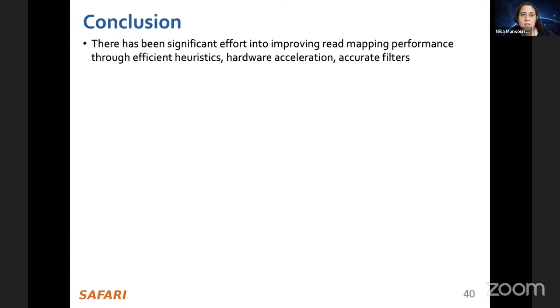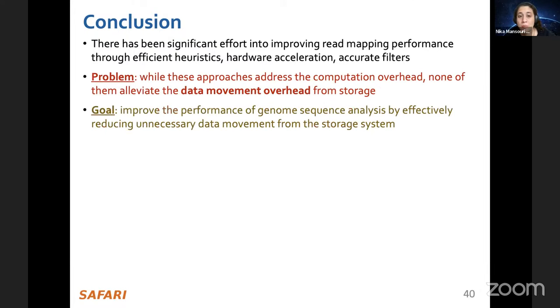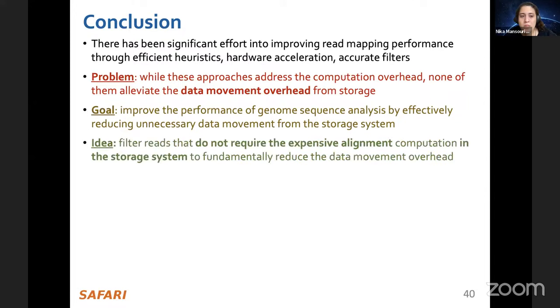Let me just quickly conclude the talk by providing a summary. There has been significant effort into improving read mapping performance through efficient heuristics, hardware acceleration, and accurate filters. But the problem is that while these approaches address the computation overhead, none of them alleviate the data movement overhead from storage. And the goal is to improve the performance of genome analysis by effectively reducing unnecessary data movement overhead from the storage system.